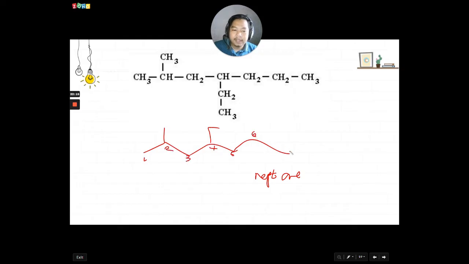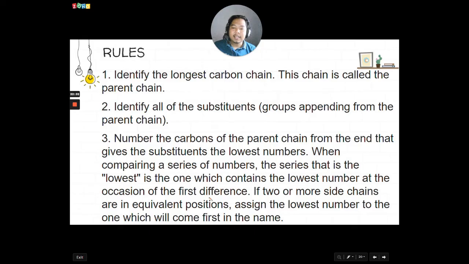And then, identify the attachments. So, 4-ethyl and then 2-methyl. So, the name would be 4-ethyl-2-methyl heptane. Hopefully, you got the correct answer. Alright, so that's our third rule.